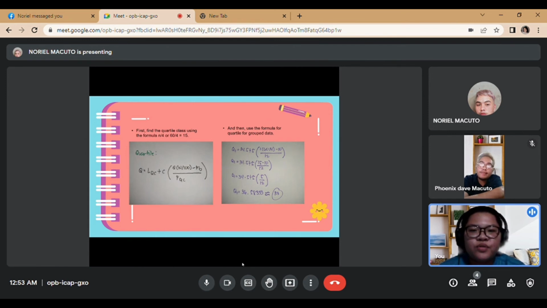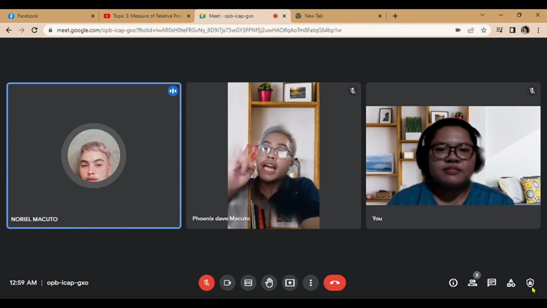60 over 4 is equal to 15. And then 15 minus the less than cumulative frequency, which is 10, over 12. Then proceed again to 34.5 plus 5 times 5 over 12. So 5 over 12 times 5 is equal to 2.083 plus 34.5. So the quartile is 36.58333, or to round off, the result is 37. And that is how to solve the quartile, decile, and percentile.